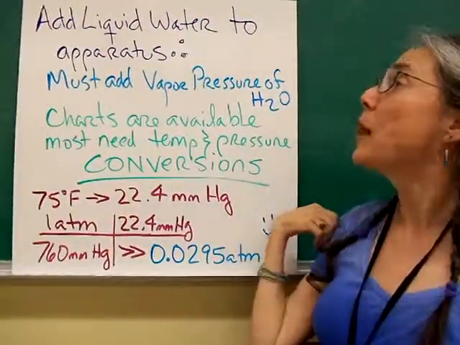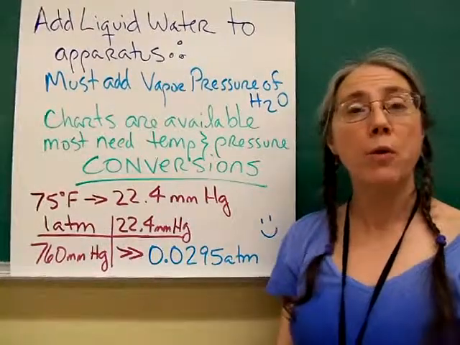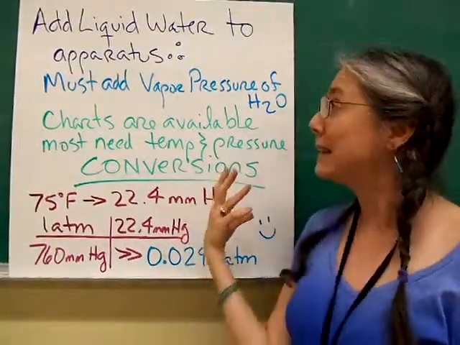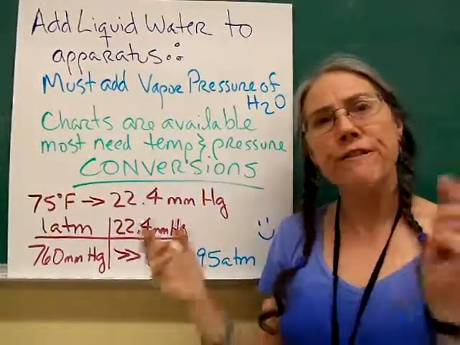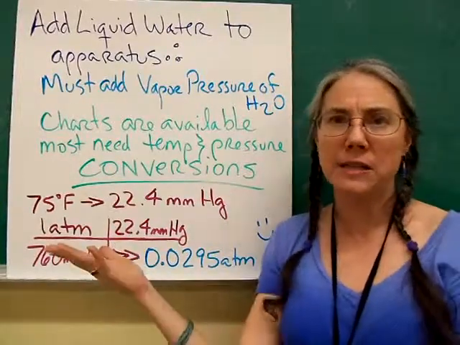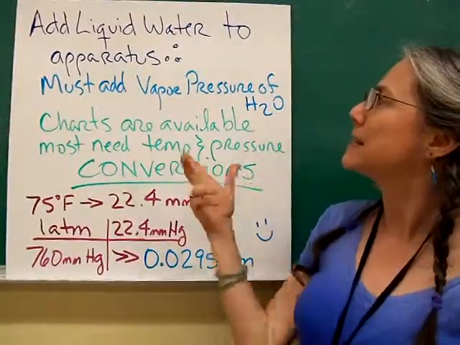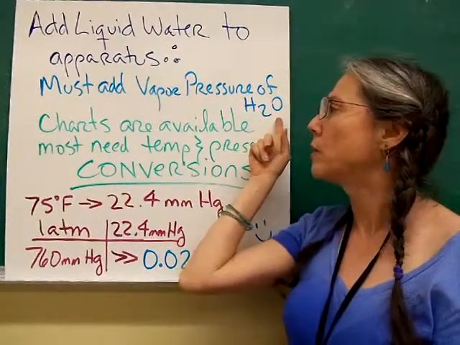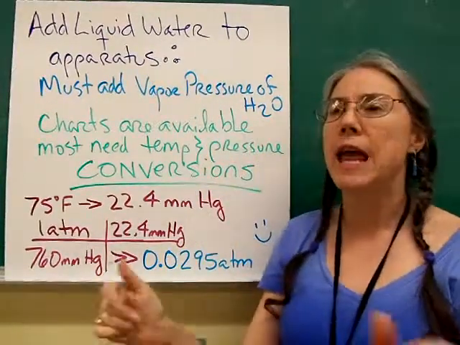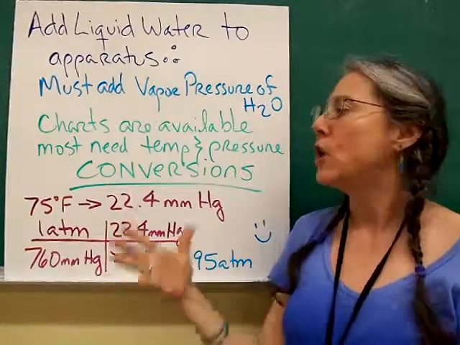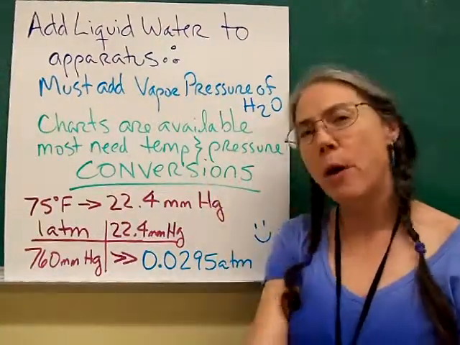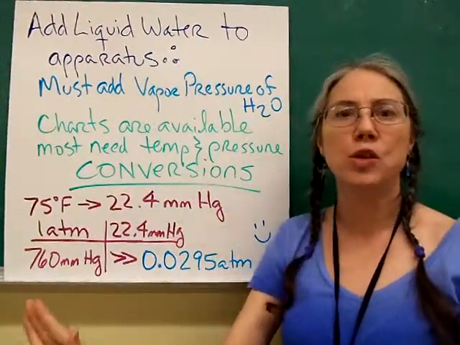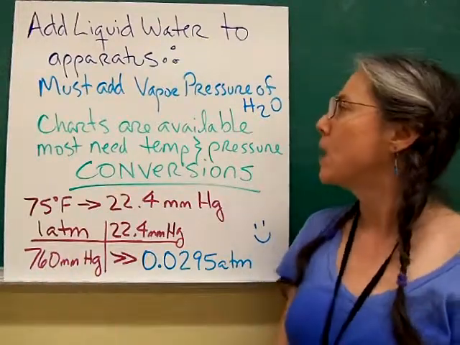So now we're going to apply liquid water to our apparatus, and when we apply the liquid water, water vapor happens just because it's liquid and the splashing. So you have to add the vapor pressure of the water. Now, there's charts and all kinds of lookup stuff for water vapor. I think our problem just simply gives you the water vapor pressure.